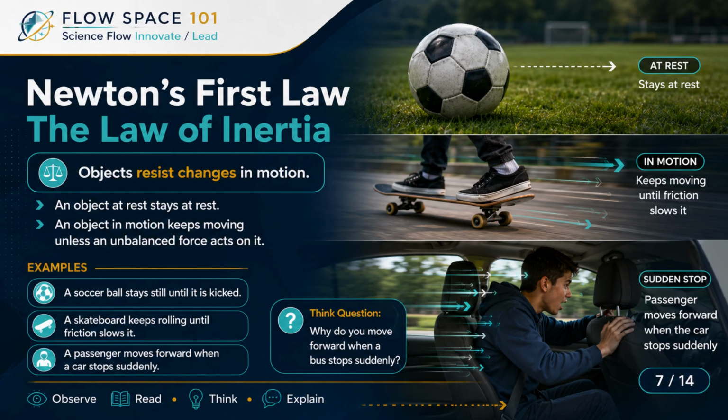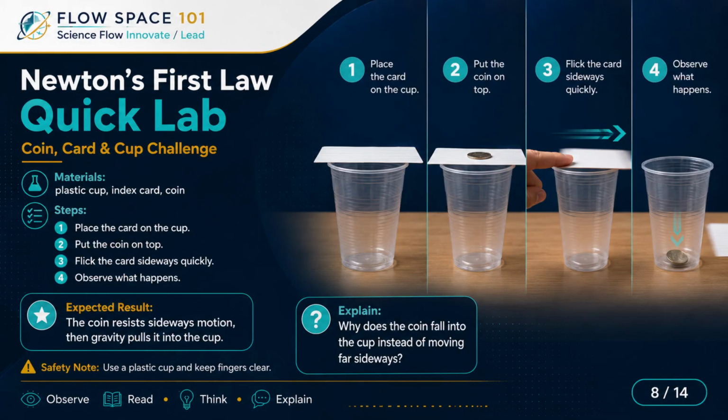Why do passengers move forward when a vehicle suddenly stops? The answer is inertia. Let's observe inertia with a quick experiment. You will need a plastic cup, an index card, and a coin. First, place the index card across the top of the cup. Next, place the coin in the center of the card.